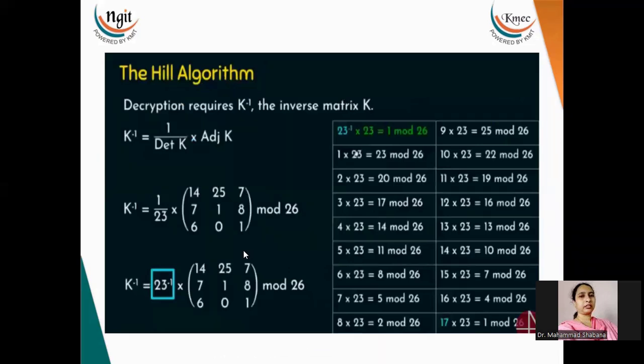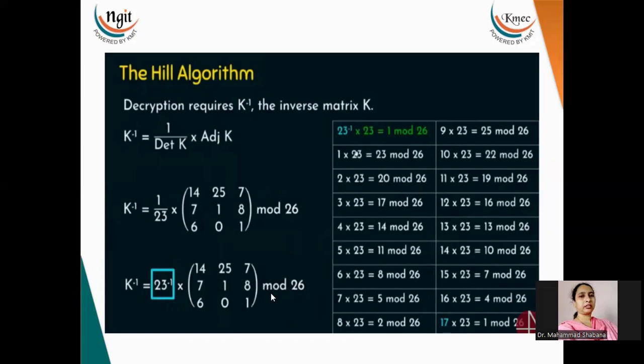So now we are finding the determinant K value and adjoint K value. The determinant K value is 23 and adjoint K value is 14, 25, 7, 7, 1, 8, 6, 0, 1. This is the adjoint K. So to find out the K inverse of the matrix, we will apply the formula here. The formula is 1 by det K into adjoint K. So let us find out this 1 by 23, which is nothing but the 23 inverse into the matrix mod 26.